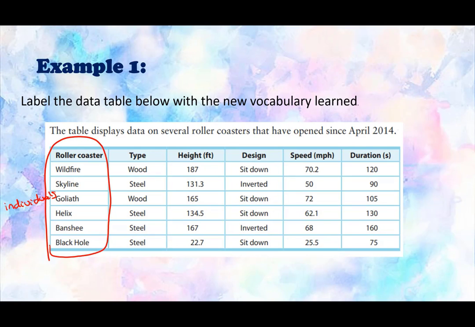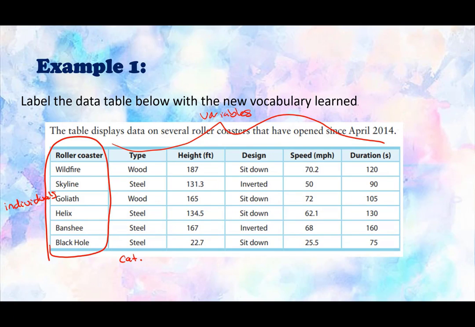Okay, the next thing we want to look at is what are the variables? And remember that the variables just measure the things about the individuals. So the type of roller coaster, the height of the roller coaster, the design, the speed, and the duration, these guys right here are all variables. Okay, now more specifically, we have two different types of variables, right? We have categorical and quantitative. So let's look at this. Is type of roller coaster categorical or quantitative? Well, it's a type of something, so it's actually going to be categorical.